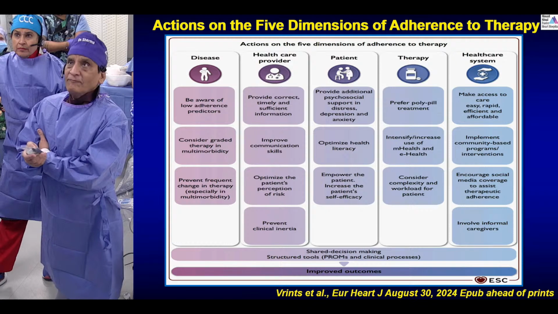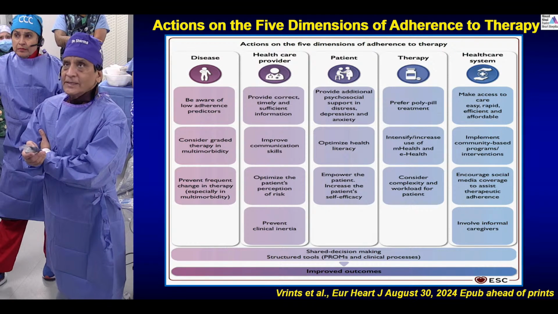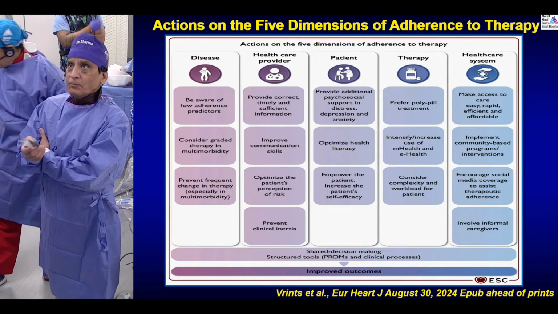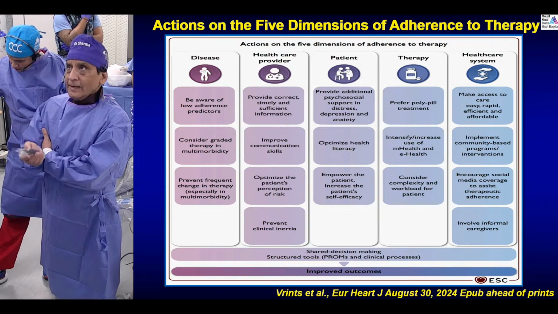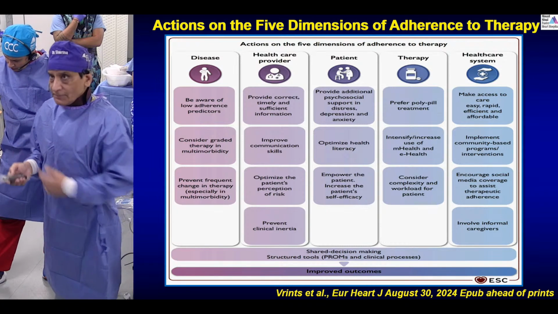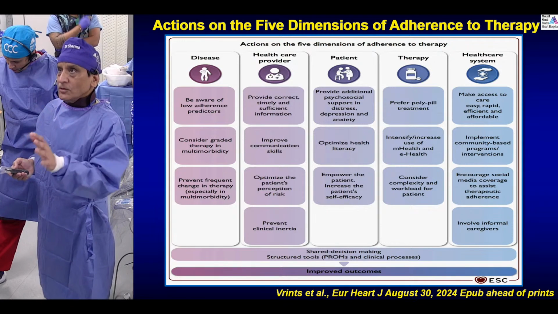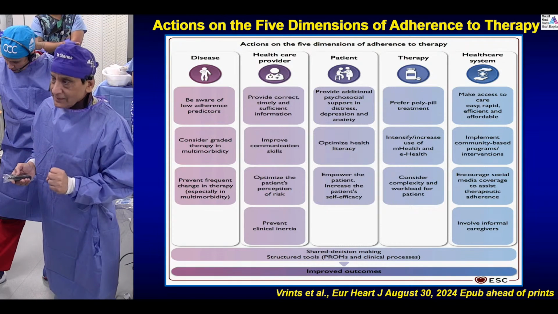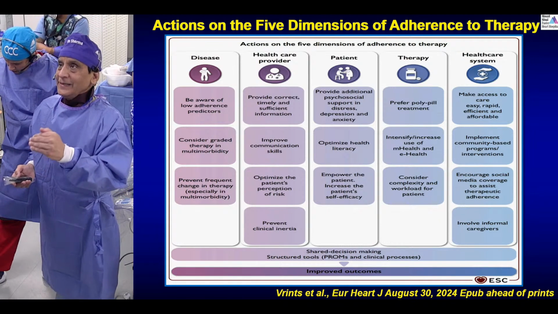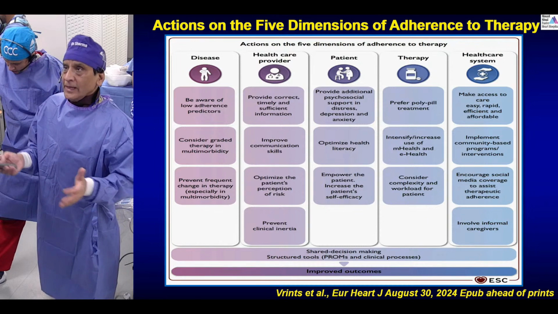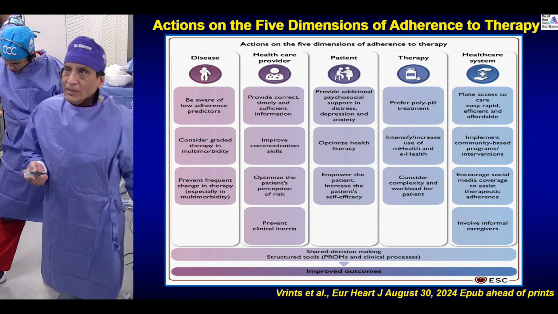Also, a lot of emphasis on the 5 dimensions of adherence: the disease, healthcare provider, patient, therapy, and healthcare system. So once the patient has been discharged, there should be a follow-up mechanism. Make sure you have given a statin, but have you checked what your LDL is? If LDL still remains 90, it is no good. You need to go down to 55. So all these are important.